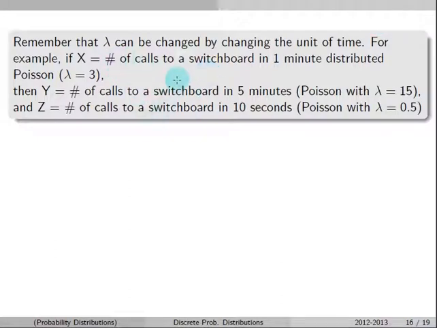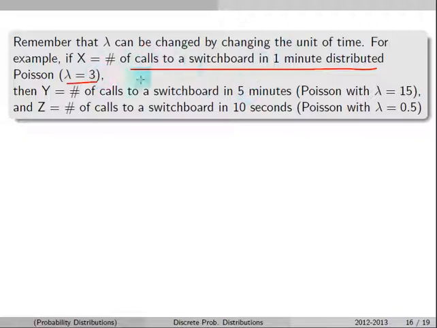Now let's go to this switching that we talked about. Remember that lambda can be changed by changing the unit of time. For example, if x equals the number of calls to a switchboard in 1 minute, distributed Poisson with lambda equals 3, then y, another random variable, can be defined which is the number of calls to a switchboard in 5 minutes, where lambda is nothing but 15. Similarly, I can define another random variable called z, which is the number of calls to a switchboard in 10 seconds with lambda equals 0.5.